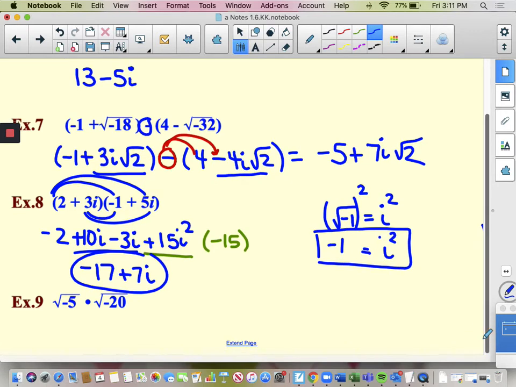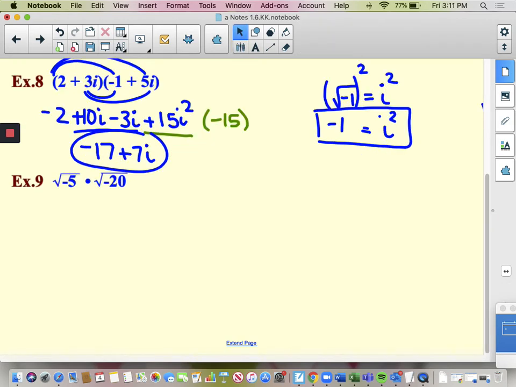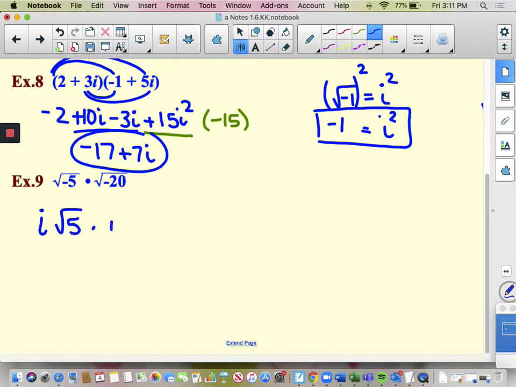Example 9, I really just wanted to point out quickly the radical piece of it is not too terribly difficult. But when you have negative radicals, you should not multiply the negatives first, because you're essentially masking the fact that it's imaginary. So for example, with this radical question, I would pull out the i first and make those radicals +5 and +20. So don't take 5 times 20 first, is what I'm getting at. Okay, then you can multiply.